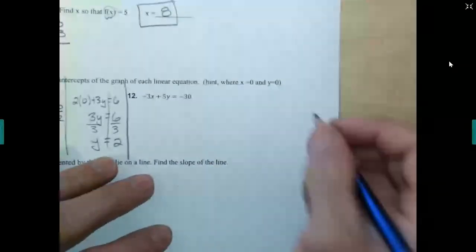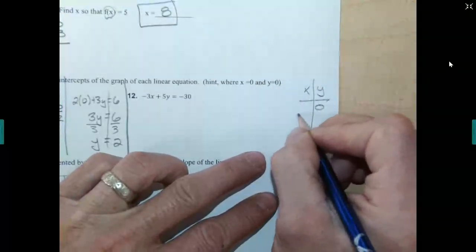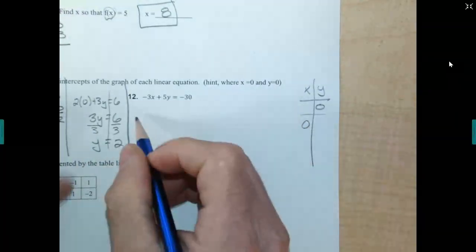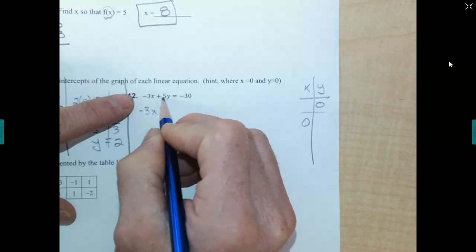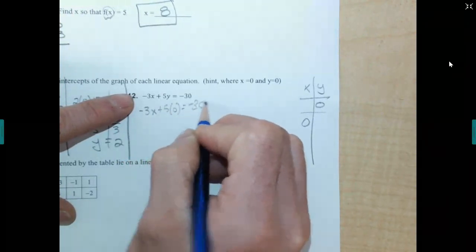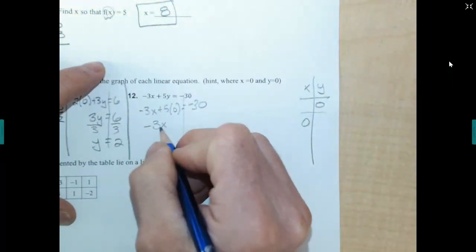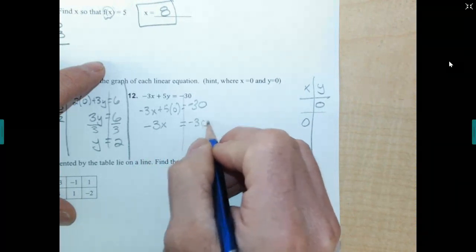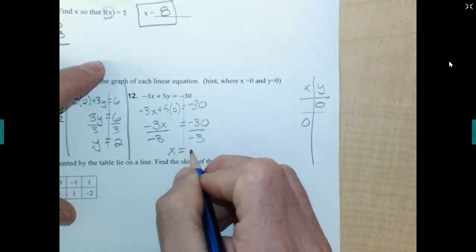Now for number 12, x and y intercepts. So let's start off with the y. So I have negative 3x plus 5 times 0 equals negative 30. 5 times 0 is 0. Negative 3x equals negative 30. Divided by negative 3, x equals 10.